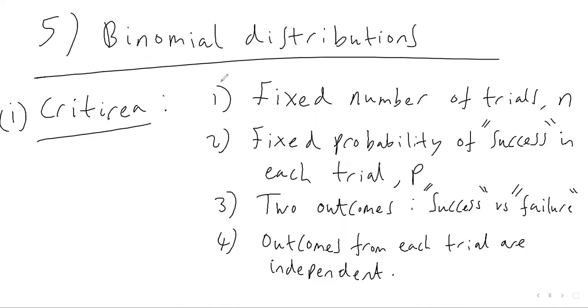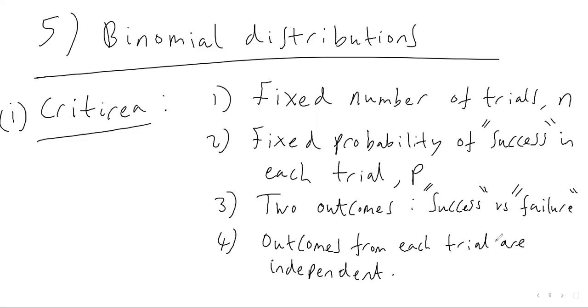So now binomial distributions. Remember what the criteria is for a binomial distribution. This is really important. You've got a fixed number of trials, n. You've got a fixed probability of success in each trial, p. And there are two outcomes, success or failure, always two outcomes of a binomial distribution. That's why it's called binomial.